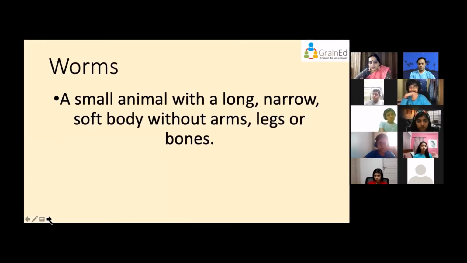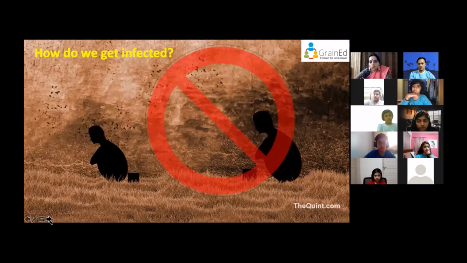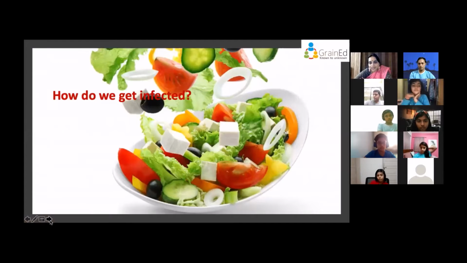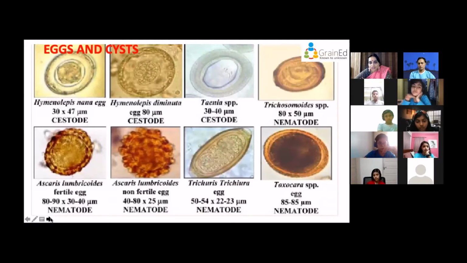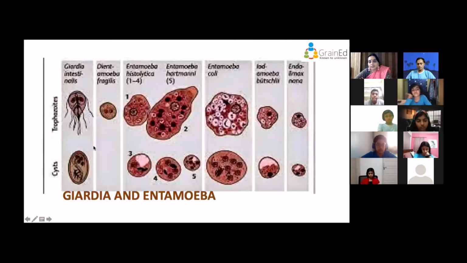So you know what is a worm, you know how we get it: by open air defecation, or by salads or fruit or food which is infected. You know about fecal-oral transmission. You know that there are certain worms which are passed by ingesting the eggs or the cyst. So as I was telling, nematode, cestode, and then there are trematodes. And then there are certain protozoa.